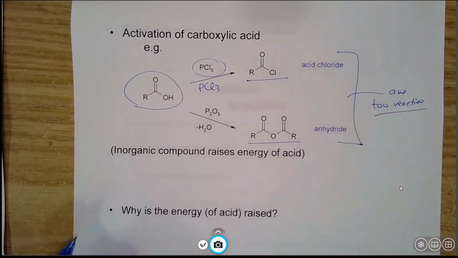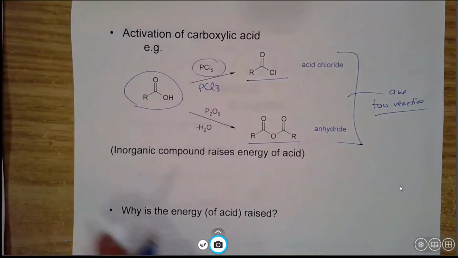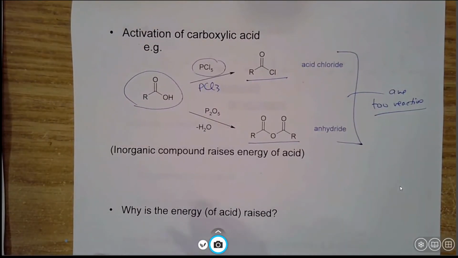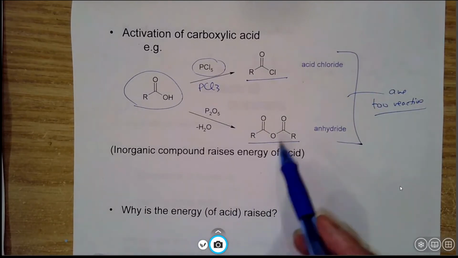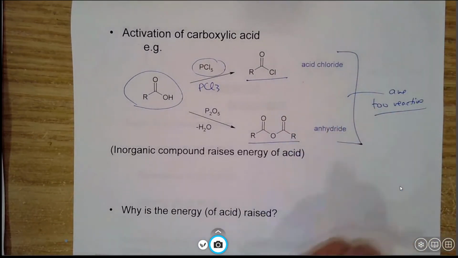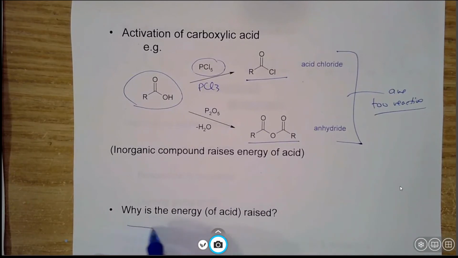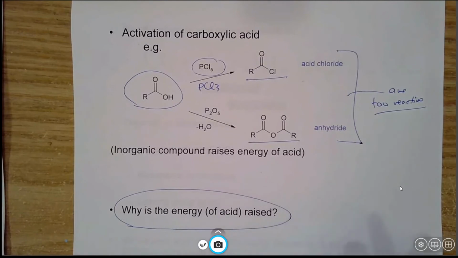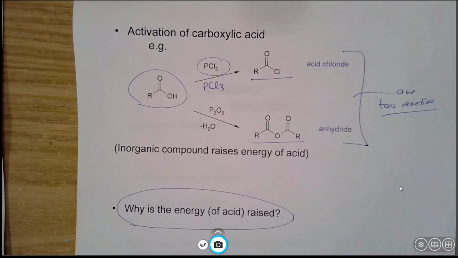Okay, so I want you to think about, well, I'll tell you about Goldilocks and the Three Bears in a little bit, but these are just too hot. They're too hot to handle, right? So yes, you'll get your product, but they'll start reacting with all these other things, so it won't be very productive. Why is the energy of the acid raised? Well, we already talked about that. That is to overcome that activation energy barrier.